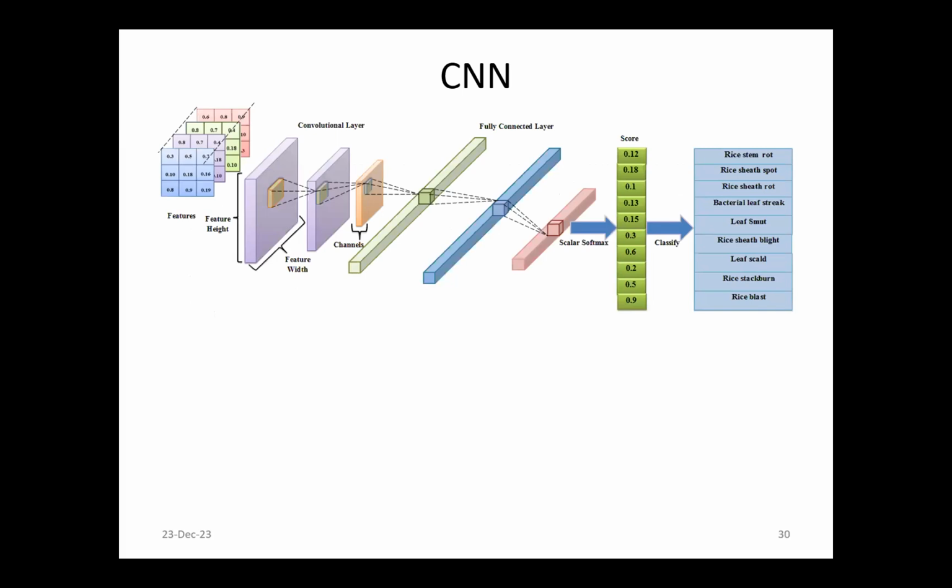Okay. So this is again the block diagram of the CNN which we have used. Here we have given different scores. You can see that, to find out the kind of disease, in the last, if the score is 0.12, then it is rice stem rot, and 0.1, then rice sheath spot. So we have tried to find out the disease by giving them scores.